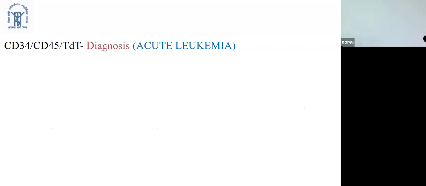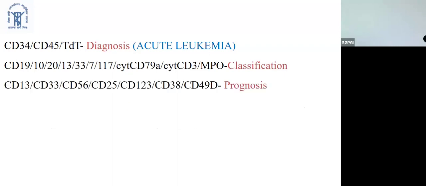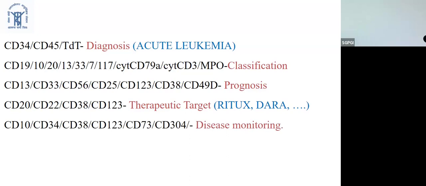Now, if your lab or your clinician expects you to say whether it's AML, B-ALL, or T-ALL, then you will have a slightly larger number of antibodies. When your lab expects you to give some prognostic value and provide some therapeutic value, you add further antibodies. And when your clinician expects you to monitor the disease subsequently after day 35, day 78, post-transplant, pre-transplant, then you should have certain antibodies in your panel that help you in disease monitoring. Fine. That's how the number of antibodies varies.